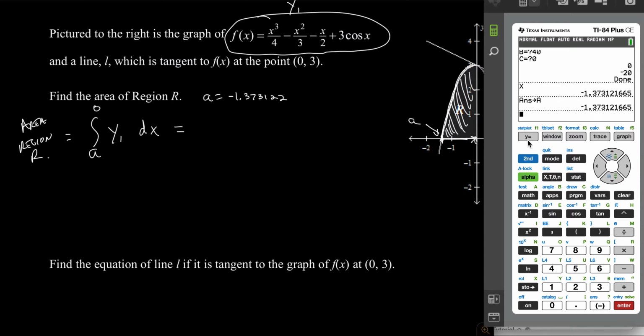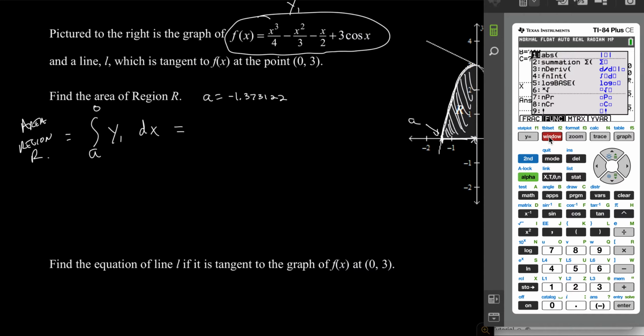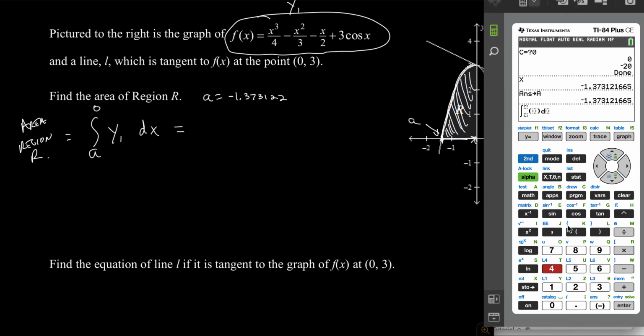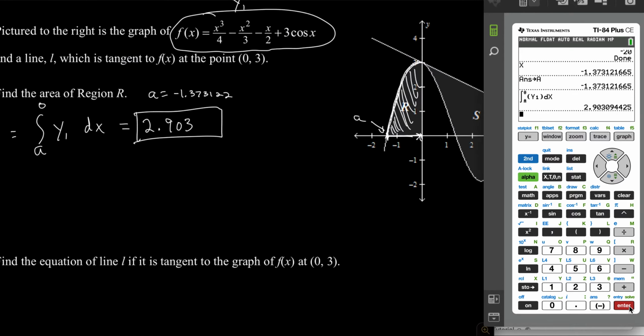All right, so we want to calculate this thing, so we're going to go alpha F2, fnInt, so we can go from A to 0 of y1 dx. All right, and we should get, yep, that's the correct answer. We always want to go to 3 decimal places. 2.903 is what we get. And that's the area of region R.